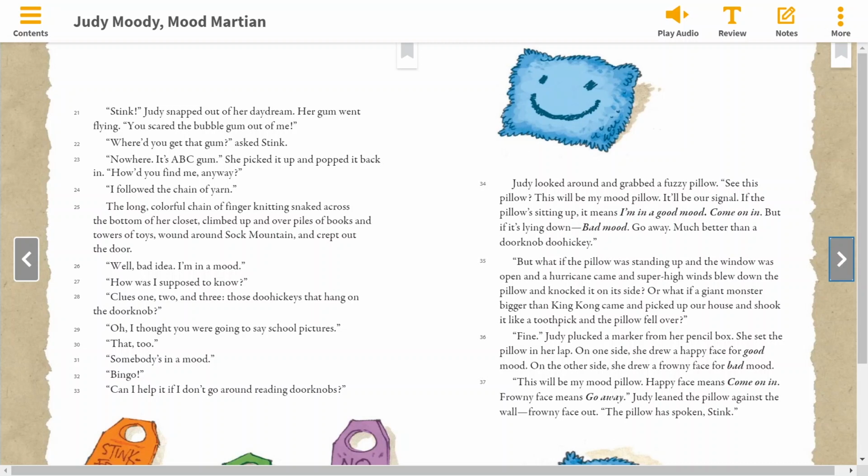"Fine." Judy plucked a marker from her pencil box. She set the pillow in her lap. On one side, she drew a happy face for good mood. On the other side, she drew a frowny face for bad mood. "This will be my mood pillow. Happy face means come on in. Frowny face means go away." Judy leaned the pillow against the wall, frowny face out. "The pillow has spoken, Stink."